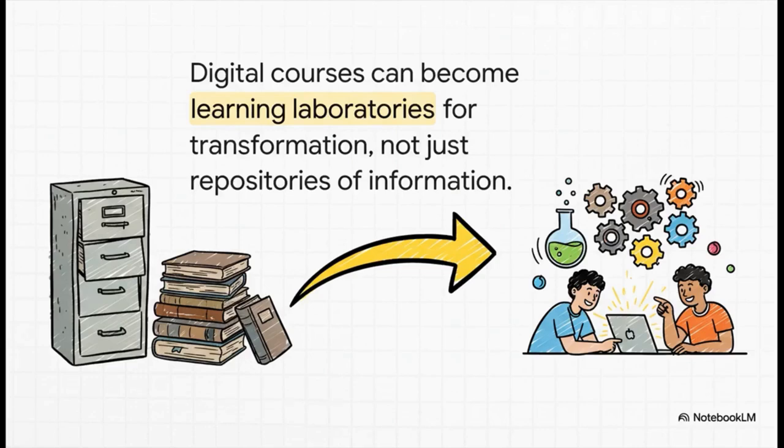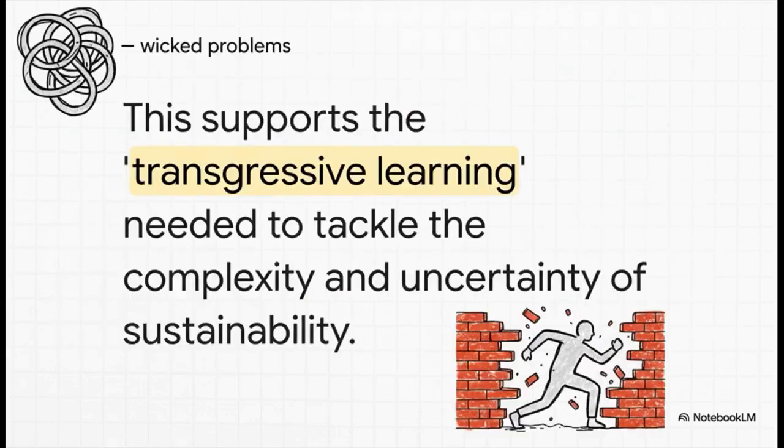And this is just so vital for complex areas like sustainability. Its challenges are often called wicked problems because they are messy, they're interconnected, and they have no easy answer. So to tackle these, we can't just learn a few new facts. We need to challenge our assumptions, maybe even break a few rules. Some scholars call this transgressive learning, and a digital learning lab is the perfect place to make it happen.